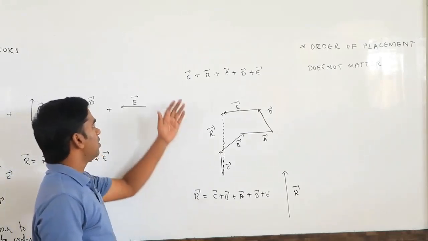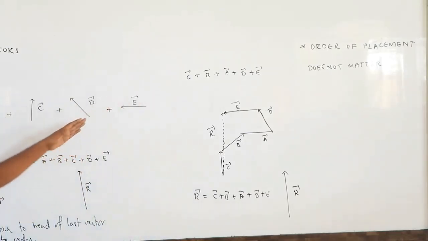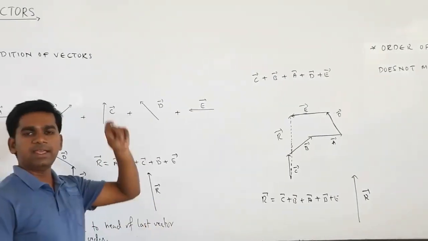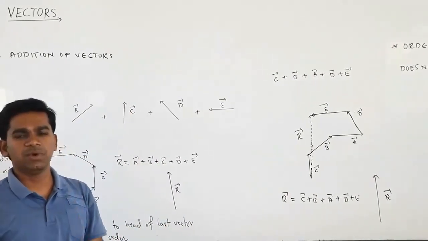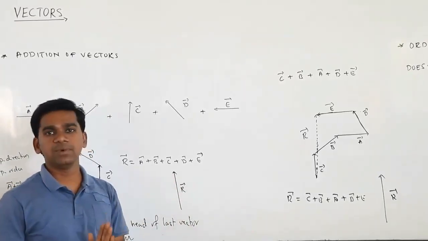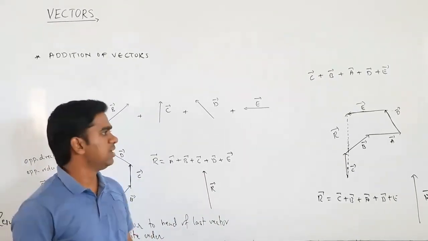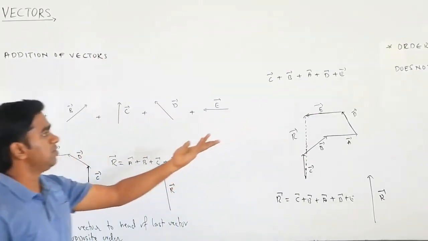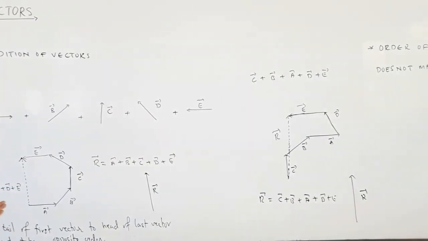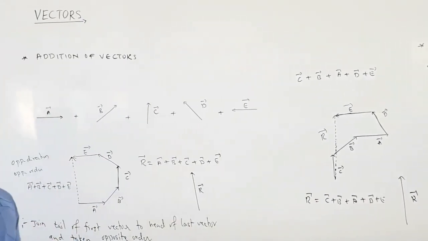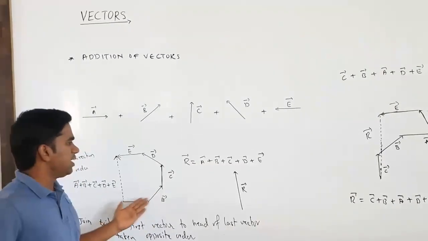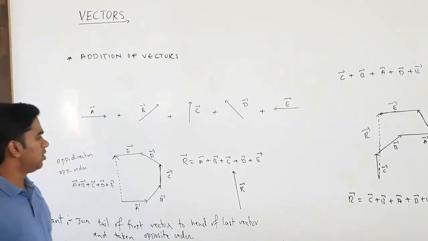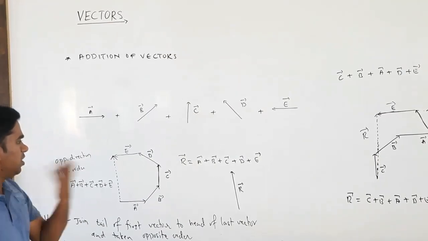However the order, you may take D first, you may take E first, or you may take B first, or A first, whichever order you follow, your final resultant is going to be the same if you properly follow the vector law of addition. So you can call it the third property, order of placement does not matter. And if they ask to explain when there are more than two vectors how we can add the vectors, you can give this result. This is what you can call the law of polygon of vector addition.